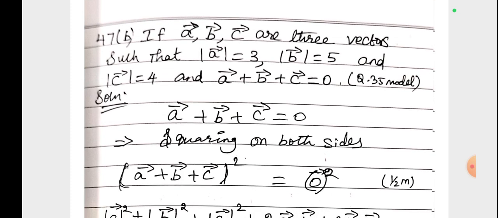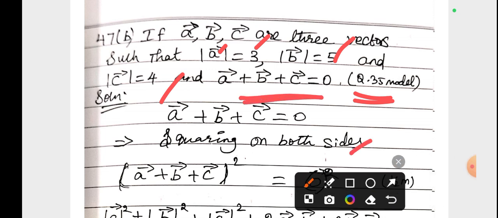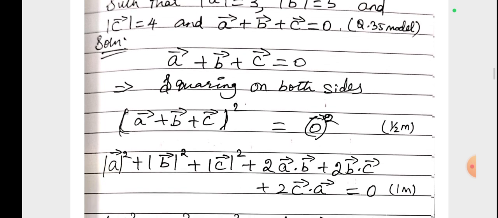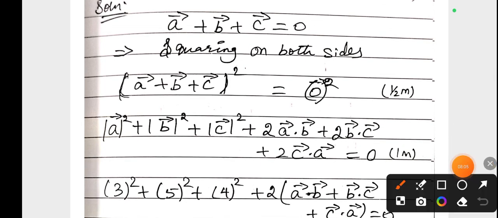Now question 47. This model we have already done in the 35th question. That model only. They have given A, B, C are 3 vectors, but the vectors are different. Magnitude of A is 3, magnitude of B is 5, magnitude of C is 4, and A plus B plus C is 0. Like this they have given. Kindly do the squaring on both sides. Don't ask how, sir. You should do squaring on both sides to get the other values, to get A dot B, B dot C, C dot A. Then only you can find the value.